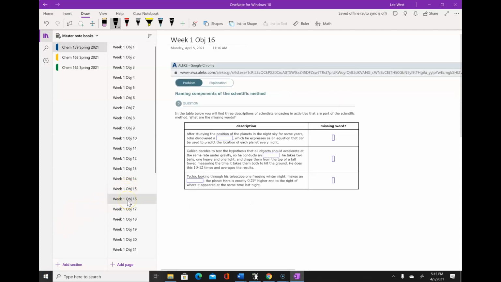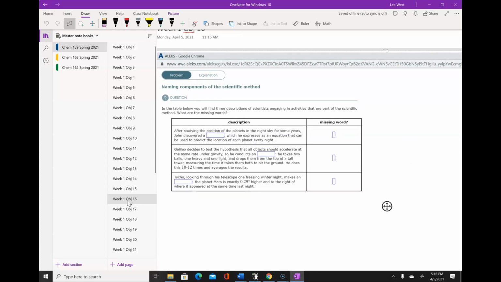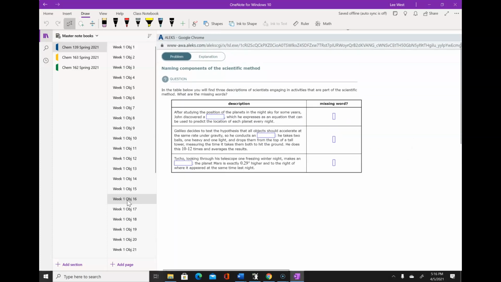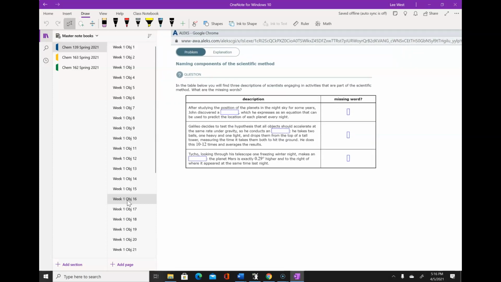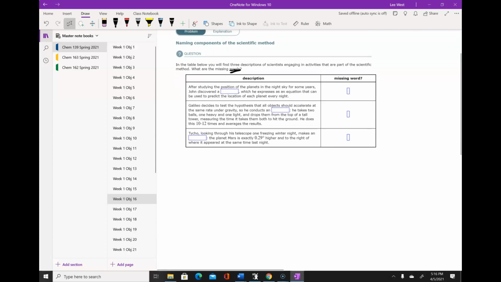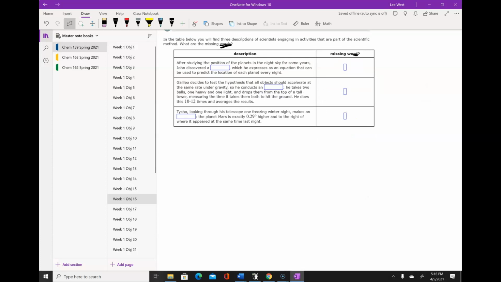Okay, moving on. Now, in this problem, what we are going to have to do is name different components of the scientific method. So it's not too bad. There are 3 written descriptions of different activities, and we have to decide what the missing word or short phrase is. Now it does say missing words, and then it has just singular here. So I think it's only going to be the one word.